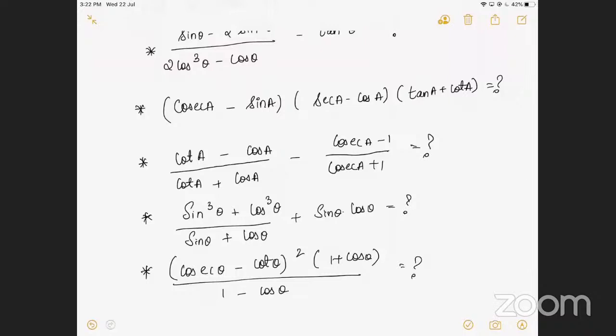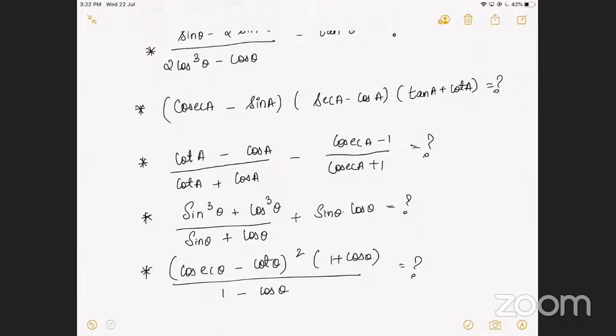Sir, can you explain the third one? Yeah, I'll explain. Okay. Sovit, can you explain the first one? Yes, sir.